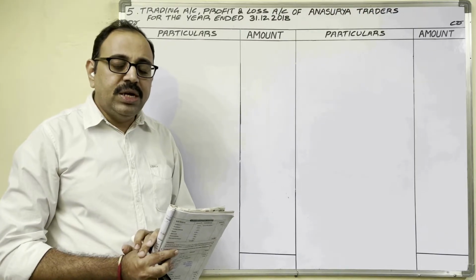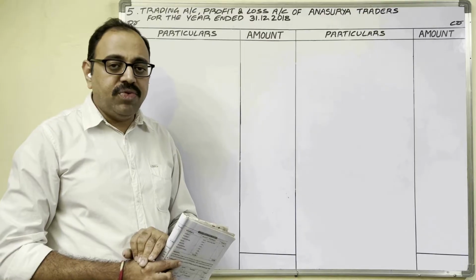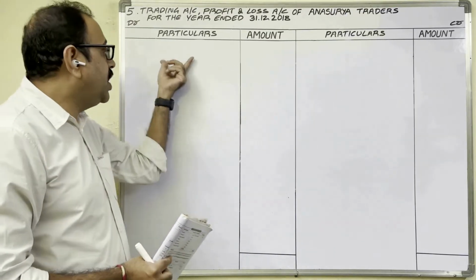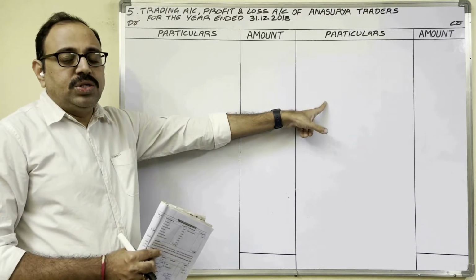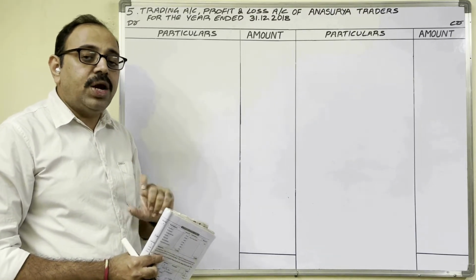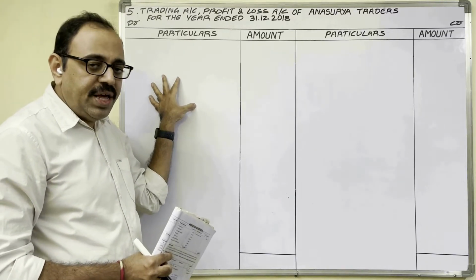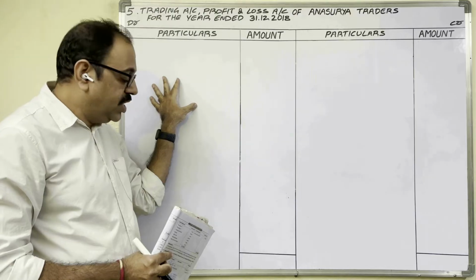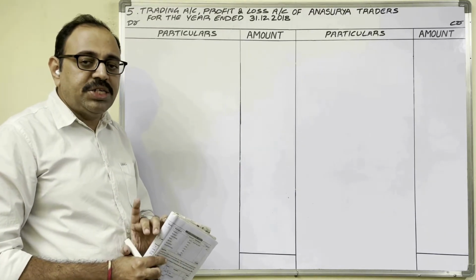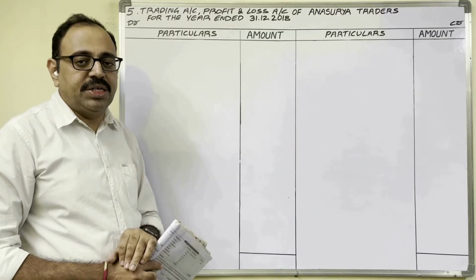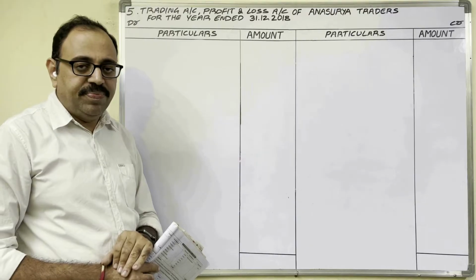The nominal account rule is: debit all expenses and losses, credit all incomes and gains. Therefore, expenses and losses we show on the debit side, and incomes and gains on the credit side. Direct expenses and direct losses are to be debited to the trading account. Indirect expenses and indirect losses we show on the debit side of the profit and loss account. Direct expenditure means manufacturing related expenditure. Indirect expenditure means after-manufacturing expenditure.